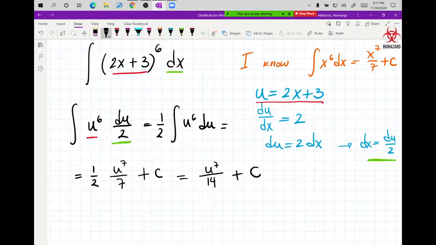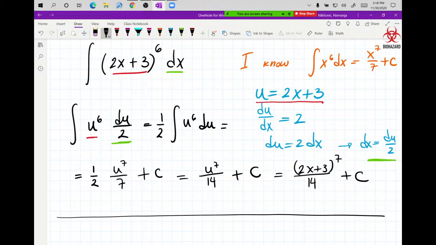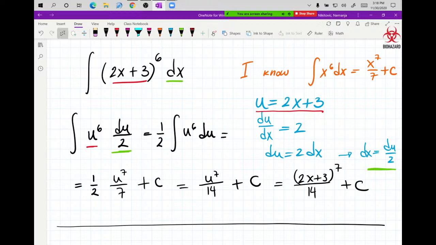Now, we are not allowed to leave the answer in terms of u, because u is a transformation, and we need x. So now we have to plug back what u is to transform it back into x domain, and that is 2x plus 3. We still have the 7 and then plus c. And the problem is done at this point. So as you can see, we transformed from x domain into u domain. We solved it in the u domain and then went back to x domain.